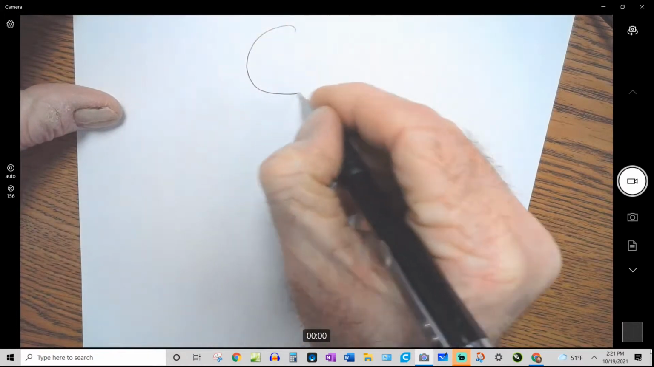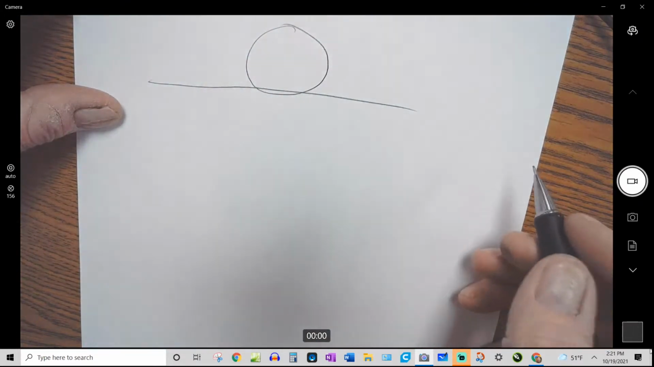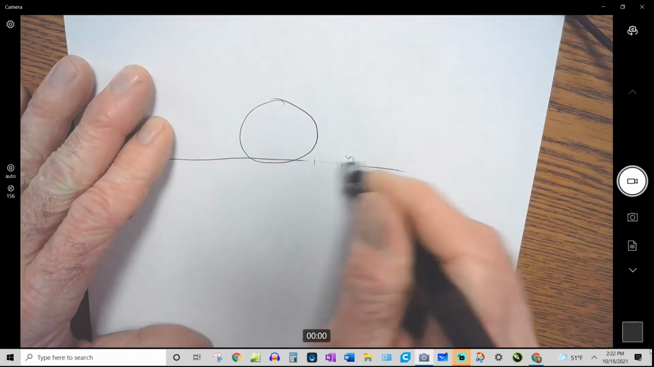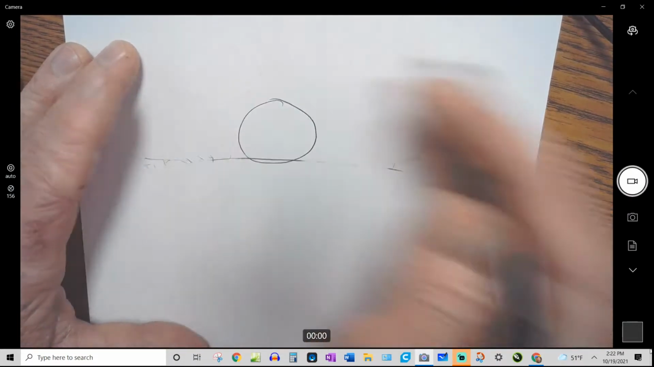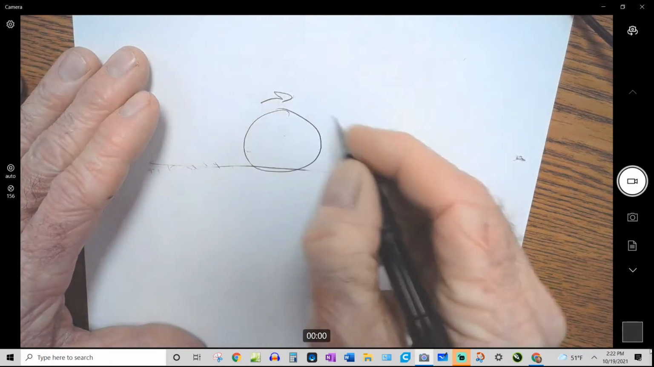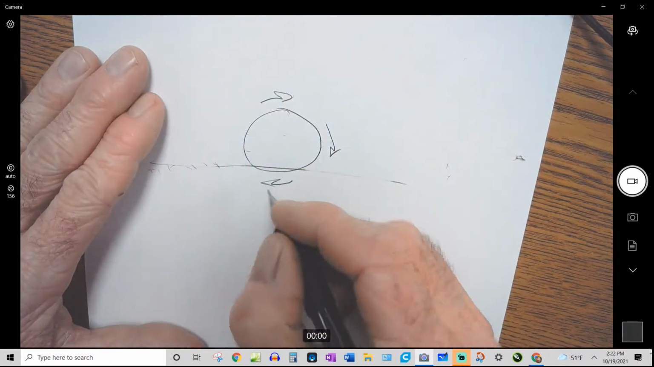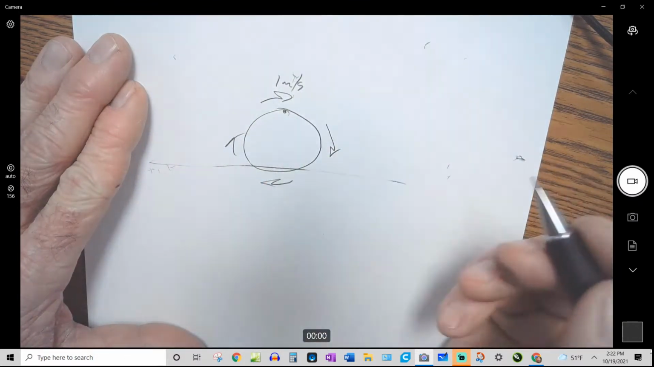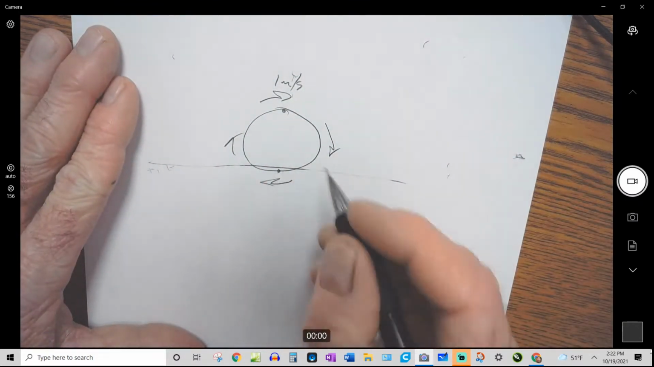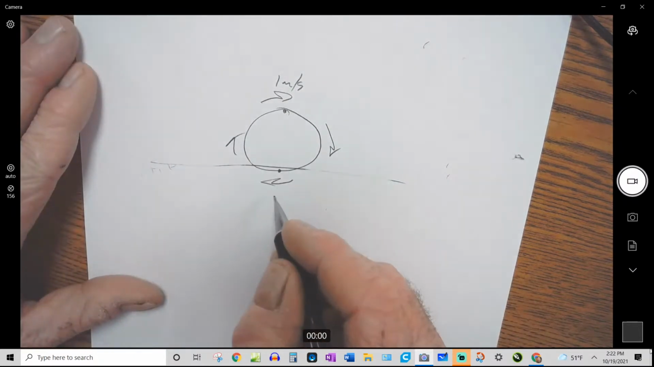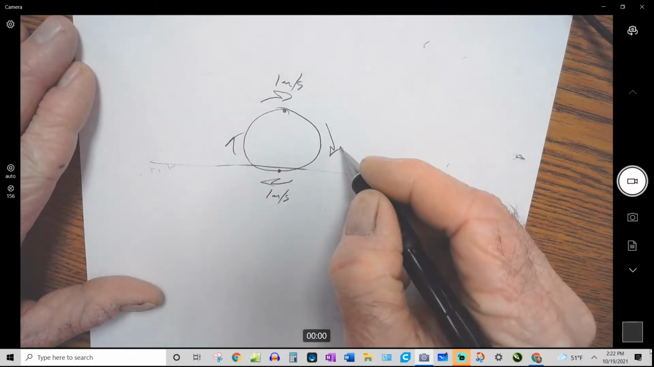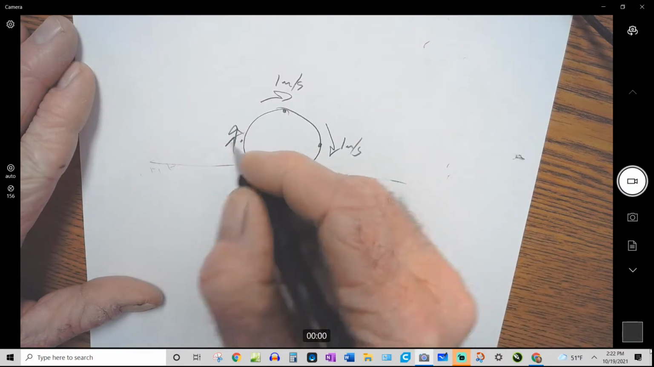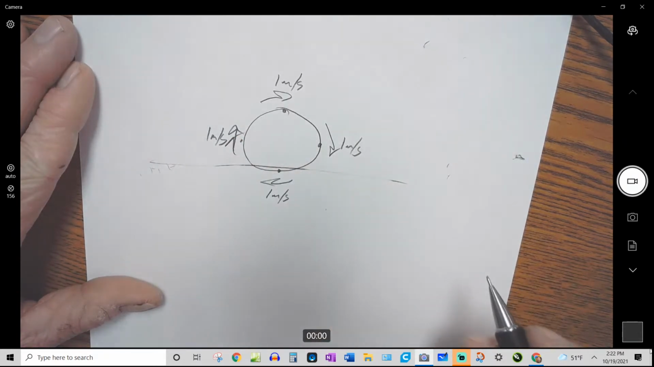So imagine I've got a wheel, and let me not even put it on the ground yet. It's just in the air, and it's rotating around in the air like this, and a point on the surface right here is going 1 meter per second to our right. And that means this point right here would be going 1 meter per second to our left. And this point right over here would be going 1 meter per second downward, and this point over here is going 1 meter per second upward.